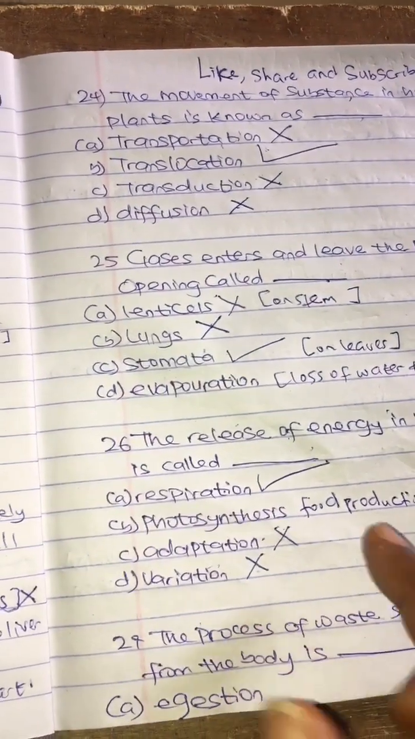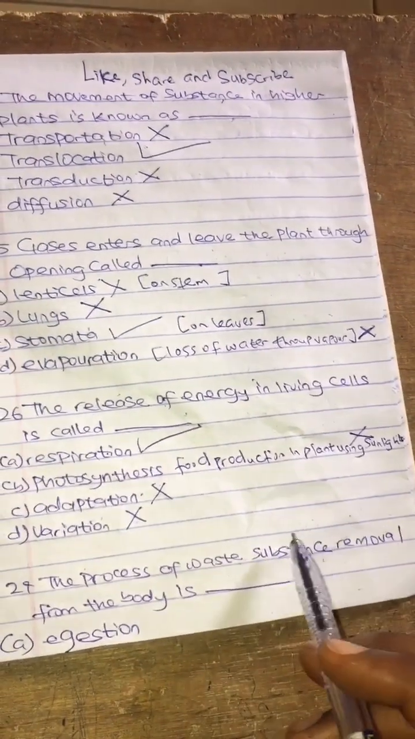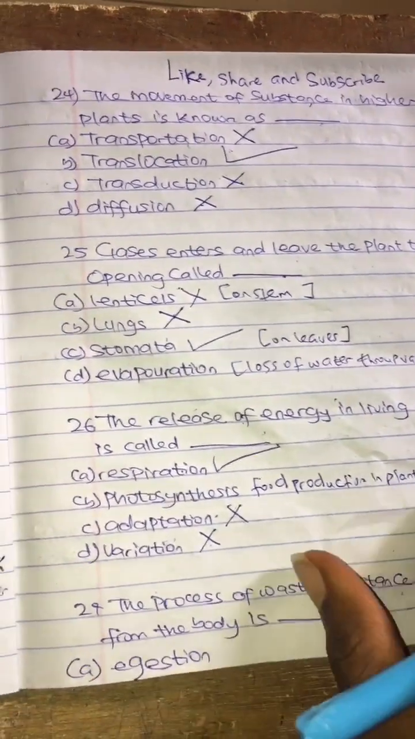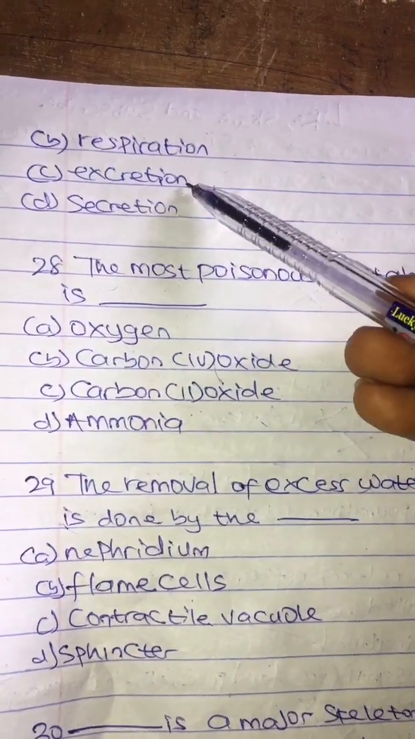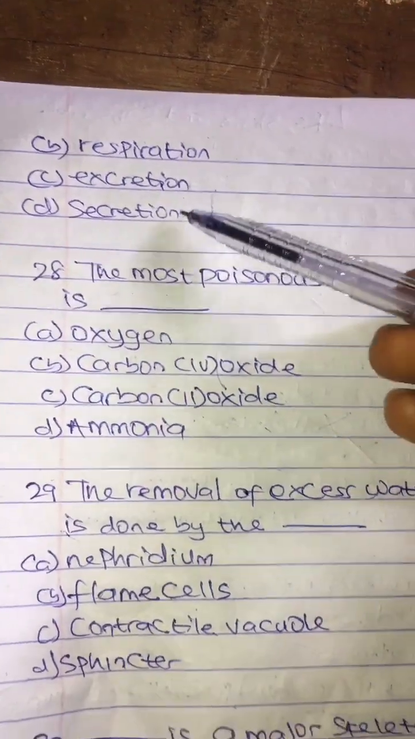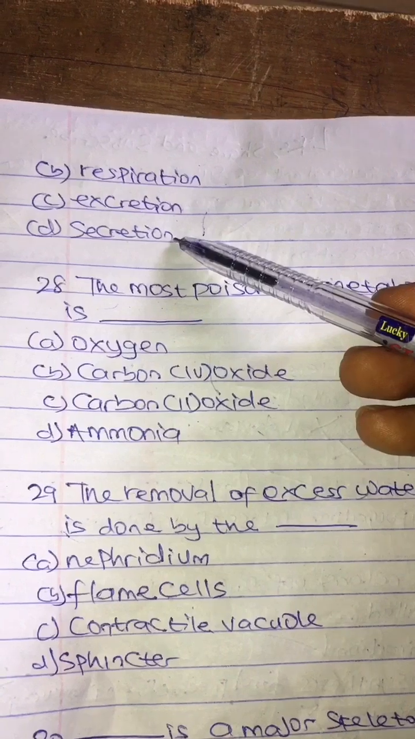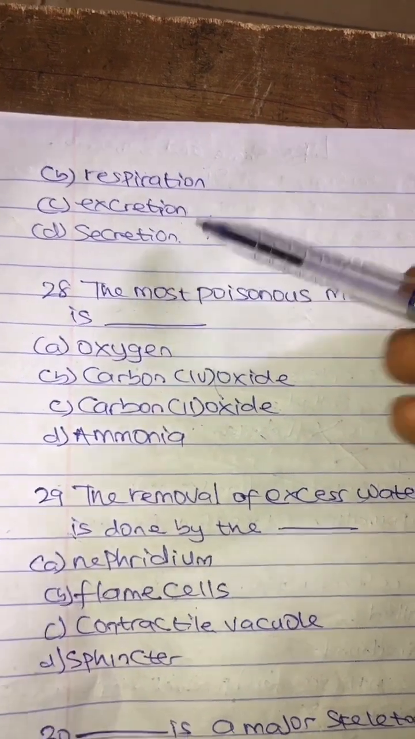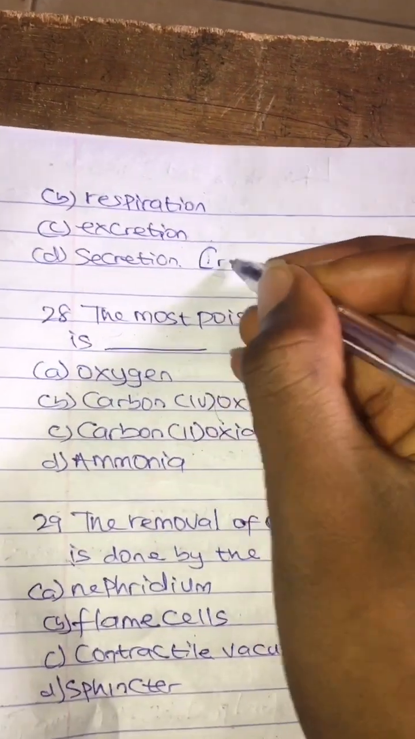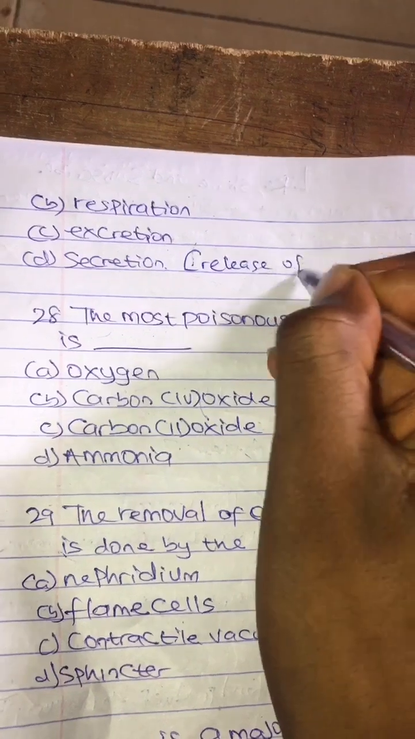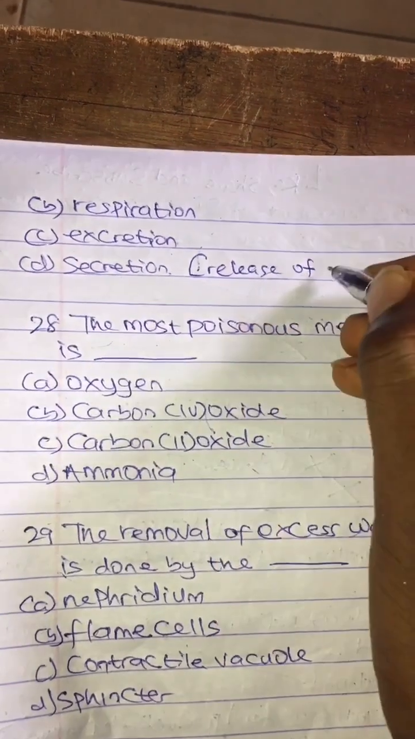So let's continue. The process of waste substance removal from the body is dash. A. Ingestion, B. Respiration, C. Excretion, and D. Secretion. What is secretion? Secretion is the release of useful substance.